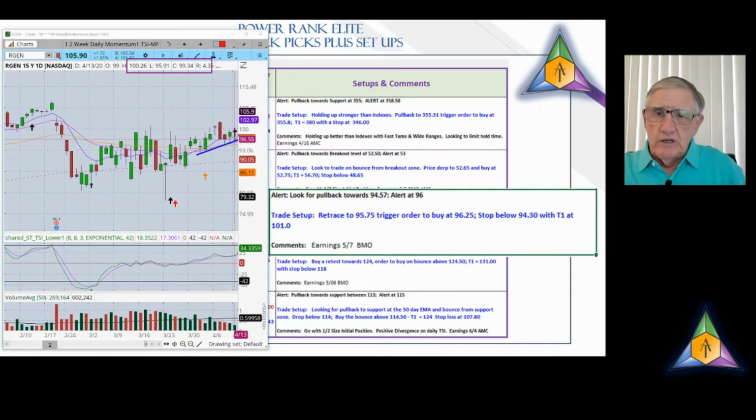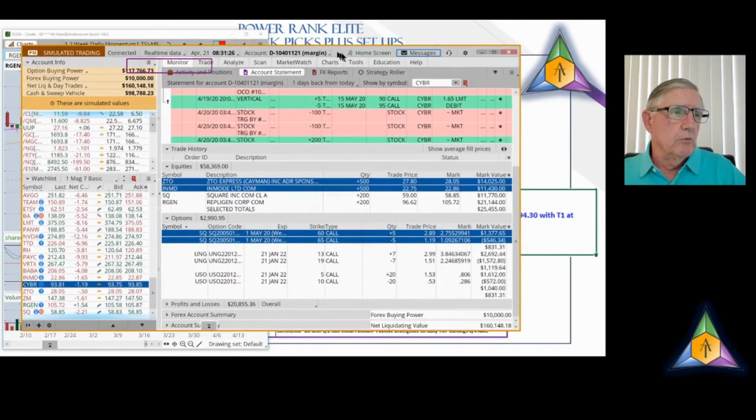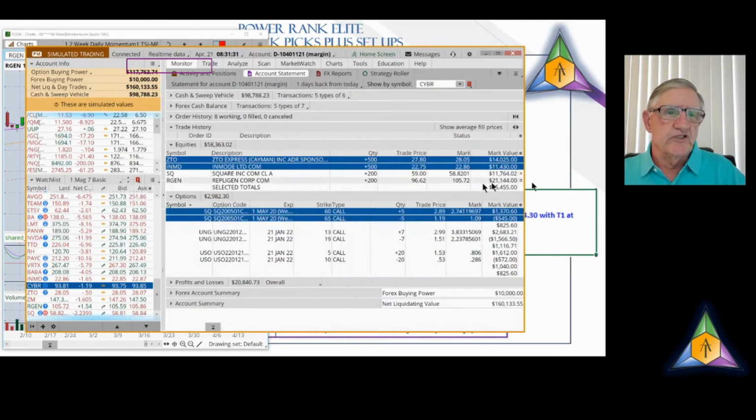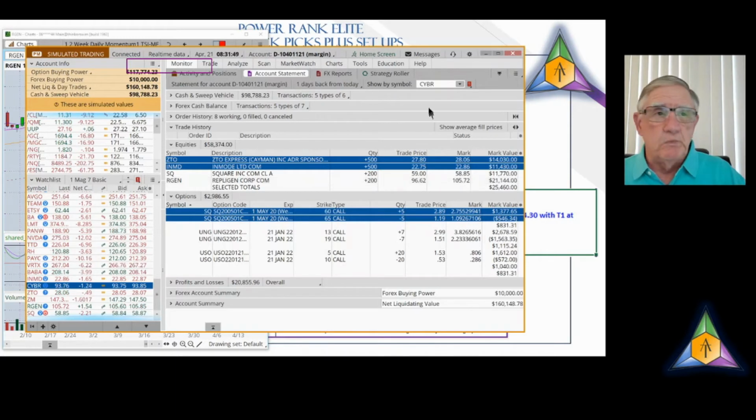Now, one of the things I want to share with you further is, well, how did we do that order? And that's where the AutoPilot comes in on this. As you can see, let me roll this over here. And here's the residual of that actual trade on RGEN. I still have 200 shares left of that. How much did I buy it at? I bought it at $96.25, actually $96.62. I didn't quite get it at the low, but it's bounced up nicely and approaching my second target.